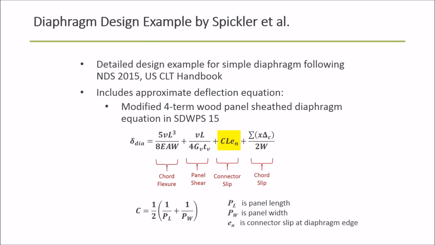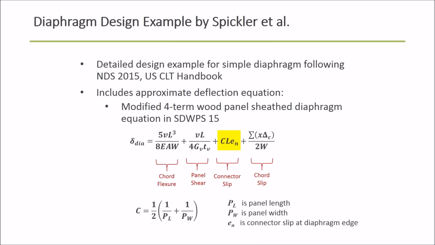And in that document you'll find this relationship here where the coefficient on that connector slip term is a function of the panel sizes. Really the rest of the terms are similar to what we use for light frame wood structural panel diaphragms. The e sub n is the connection slip at the edge of the diaphragm. We have chord slip, which may or may not be prevalent in our design itself. The panel shear term is really just the panel stiffness, and that is something you can get from the manufacturer. And then our chord flexure is our typical chord flexure component. What's the area of the chords and what's the stiffness of the chords? How do they contribute to bending of that diaphragm?